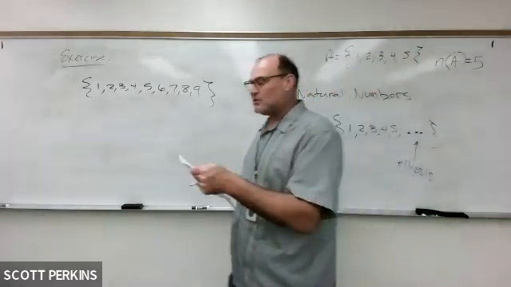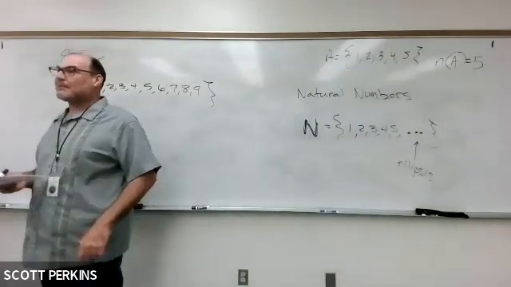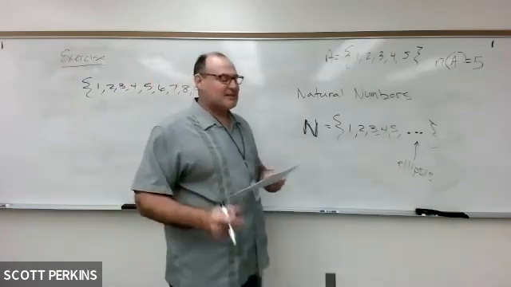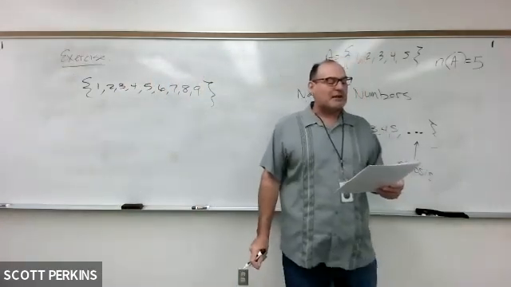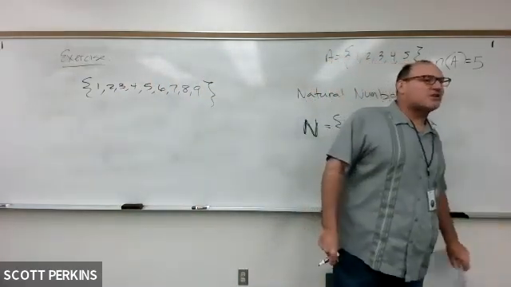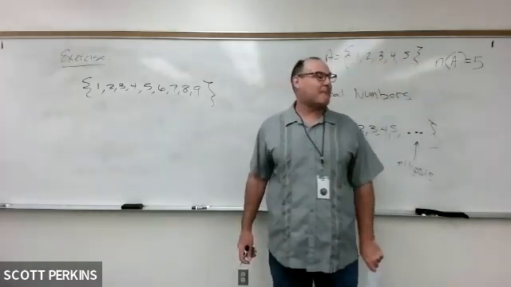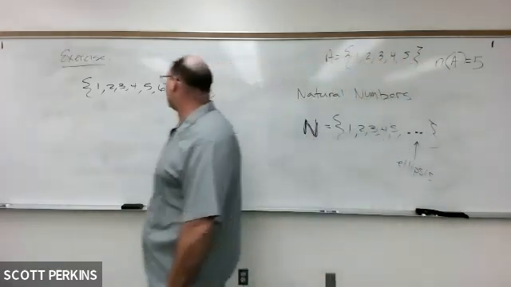So here's what I would like you to do. The next exercise, top of the next page, says write the set of natural numbers between 3 and 12 in roster form. So if you would make your best hypothesis on what that is, I would love it.